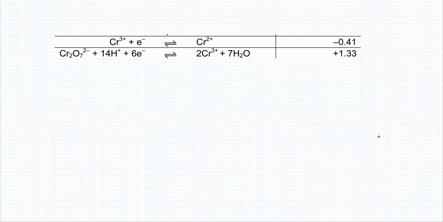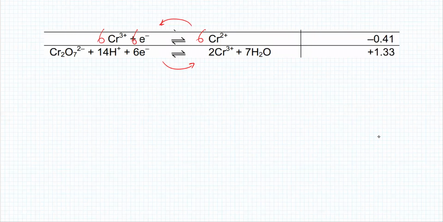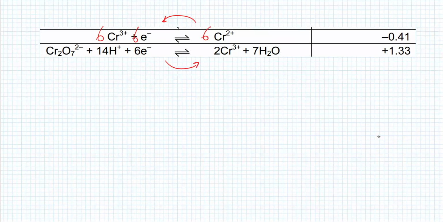So pretty obvious, higher potential gains electrons, lower potential loses electrons. The electrons need to be balanced. So there should be 6 Cr3+ and 6 Cr2+ and 6 electrons. So that needs to be multiplied by a certain number, and you make up the overall equation, which is going to be, you add up the reactants.